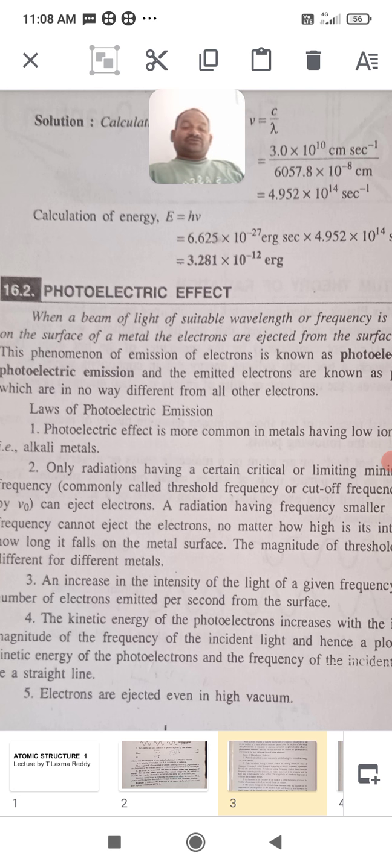Photoelectric effect is more common in metals having low ionization energy, that is, alkali metals. That is important. Photoelectric effect is a common effect in metals because metals have low ionization energy. That means they release electrons easily.